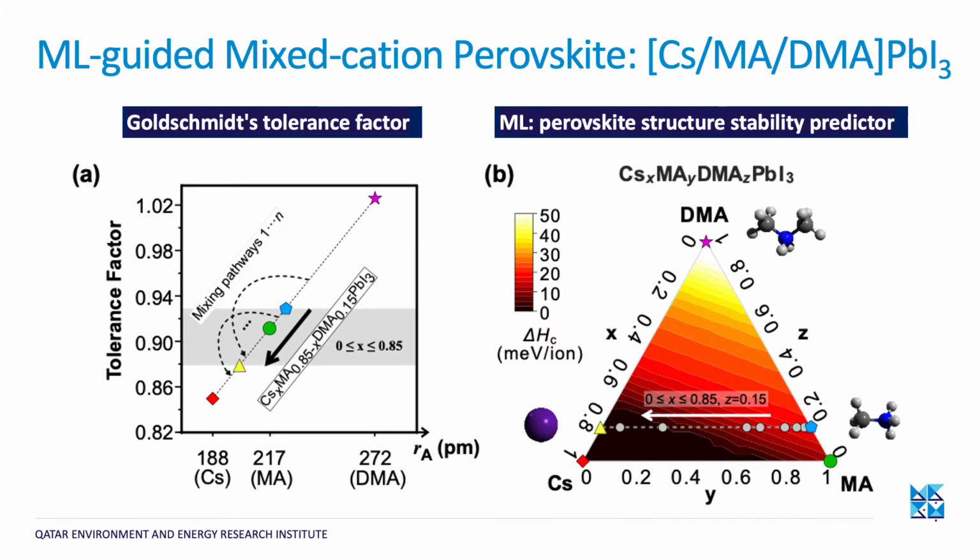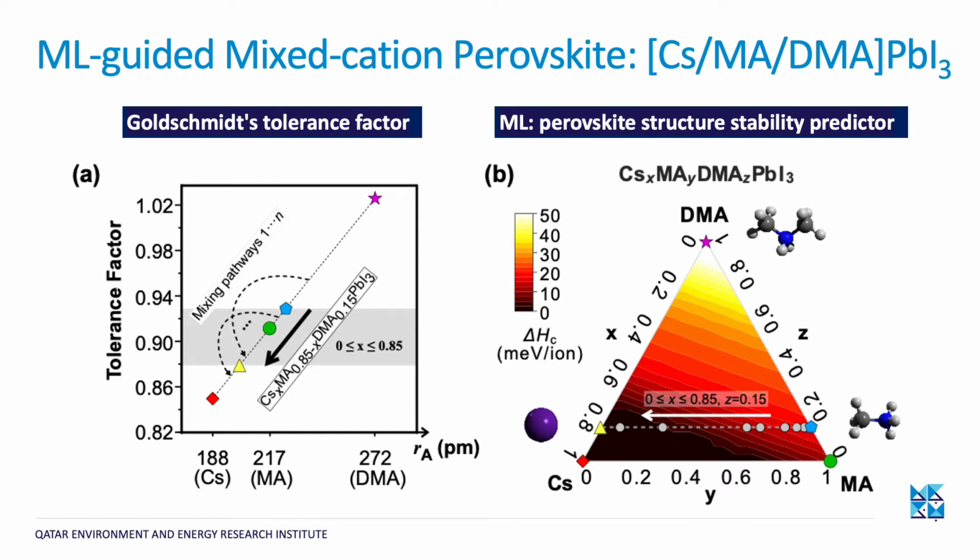So this work aims to validate the ML model's prediction while we synthesize perovskite thin films, and we identify the gap between the prediction and lab scale demonstration. According to the ML guided diagrams, we chose to focus on the cubic phase stability of triple mixed cation perovskites. These three cations are cesium, methylammonium, and dimethylammonium.